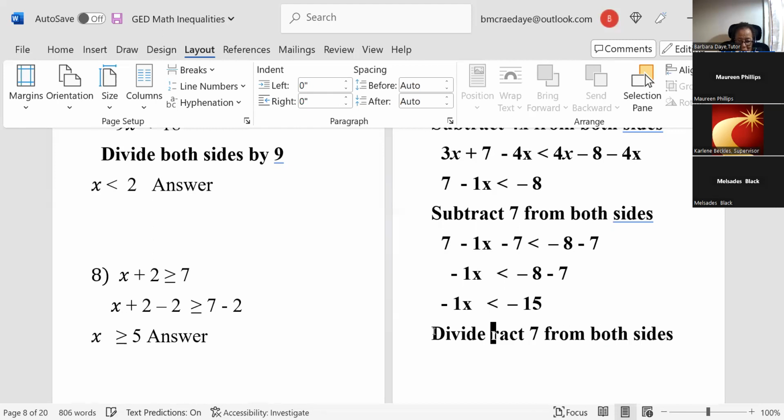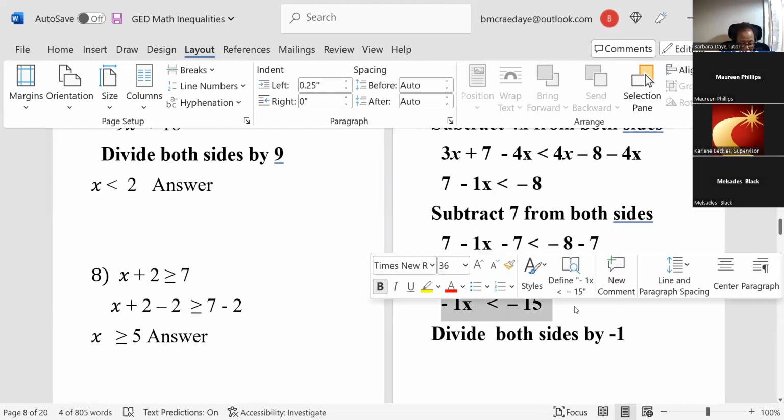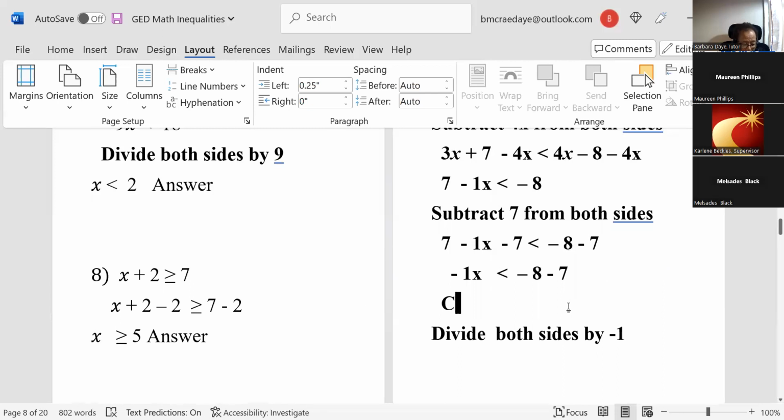Divide both sides by what, Maureen? 15? No. Remember, I want just x. Divide both sides by a negative 1. Oh, negative 1. Okay, so that would give you x. This is the way it will look after we do that.